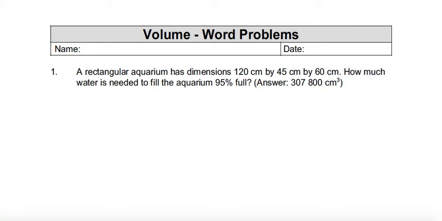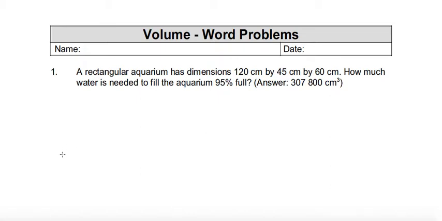So once we figured out how to calculate the volume of some simple shapes, we're going to take a look at some applications of those. So we're going to go through some word problems, and some of them will include a diagram and others will not. So a rectangular aquarium has dimensions of 120 centimeters by 45 centimeters by 60 centimeters.